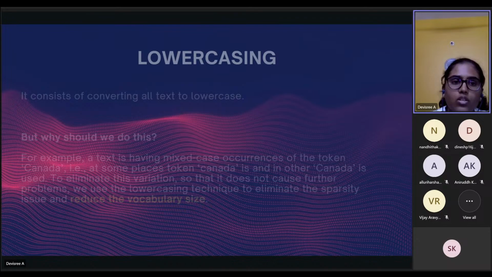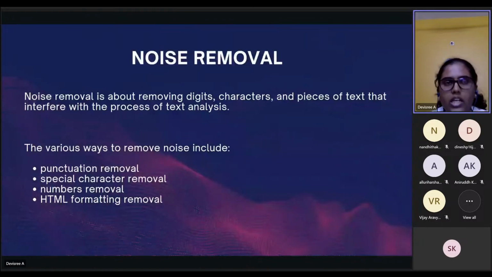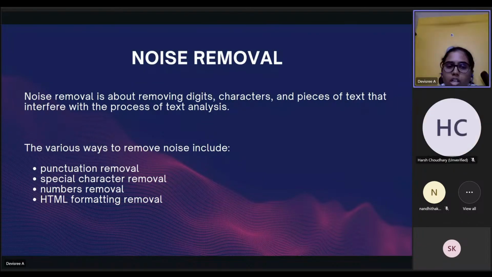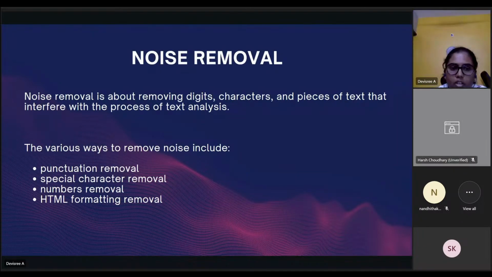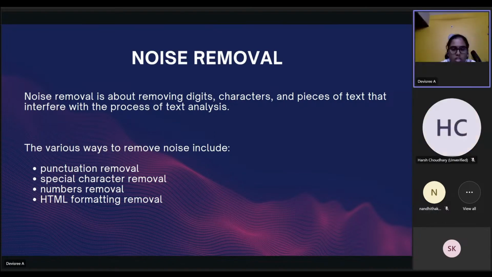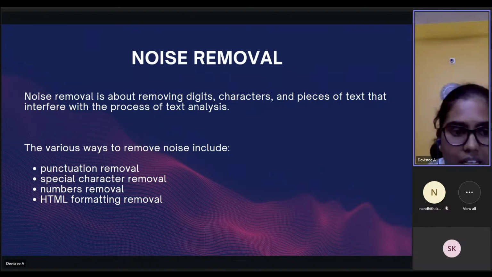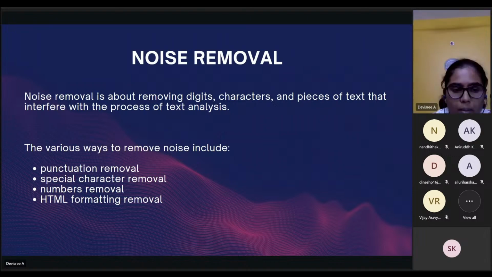Firstly, noise removal. Noise in text refers to all the irrelevant and redundant characters or information which is not required for the model to actually understand anything. The various ways of removing noise include removing punctuation, removing special characters, removing numbers, removing HTML tags, and HTML formatting.